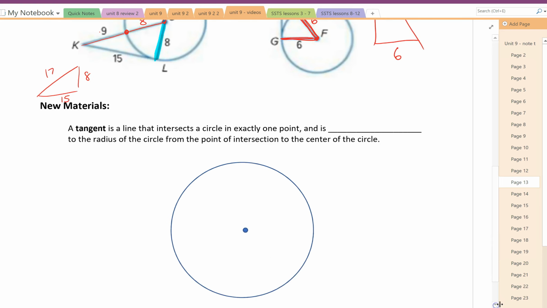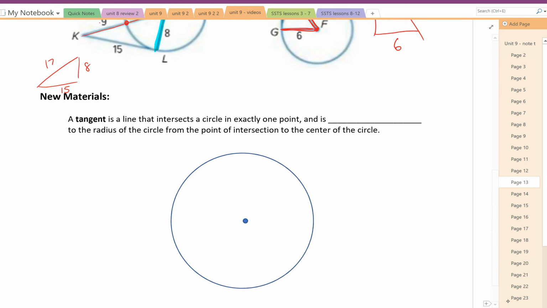Okay, new material. Finally, I'm going to talk about what a tangent line actually is. It's just a line that intersects a circle in exactly one point and is perpendicular to the radius of the circle from the point of intersection to the center of the circle. Okay, that's a lot of words. Now I'm going to draw a picture of one so you can see more what it looks like.